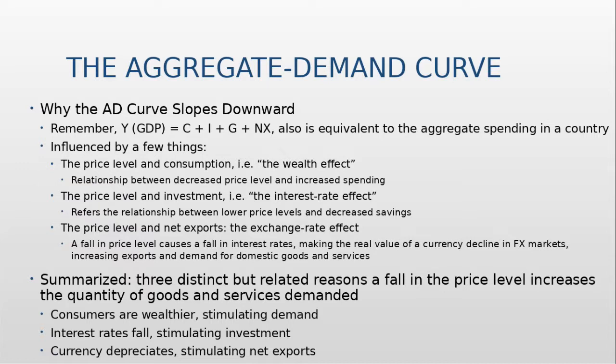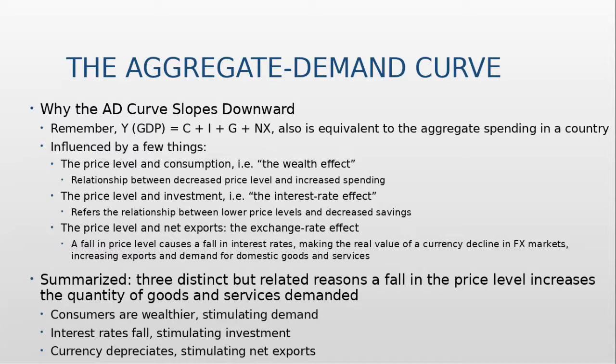Why does the aggregate demand curve slope downward? Well, remember that GDP equals consumption plus investment plus government spending plus net exports. And this is also equivalent to the aggregate spending in a country. And this aggregate spending is influenced by a few things we've mentioned earlier. These things are the price level and consumption, and this was the wealth effect. This was the idea that there's a relationship between decreased price level and increased spending, or that a decreased price level, in fact, ensures that individuals are, quote unquote, wealthier.